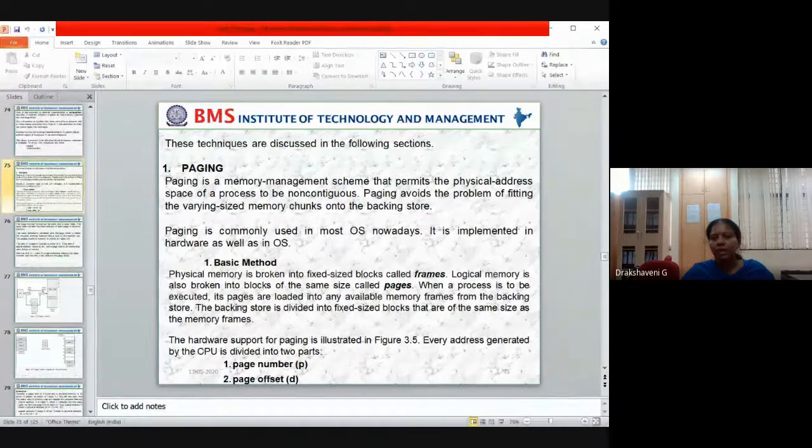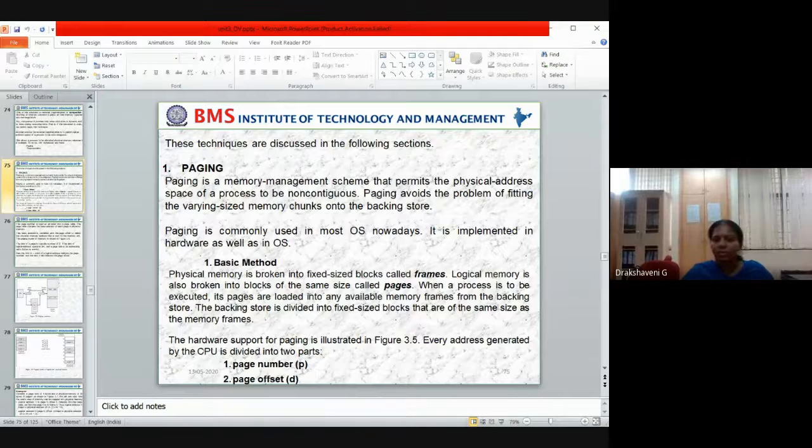Paging is a memory management scheme that permits the physical address space of a process to be non-contiguous. Paging avoids the problem of fitting varied-sized memory chunks onto the backing store. So what is paging? We'll come back. Paging is commonly used nowadays in whatever operating system is available. It is implemented in the hardware as well. So what is the basic concept of paging?